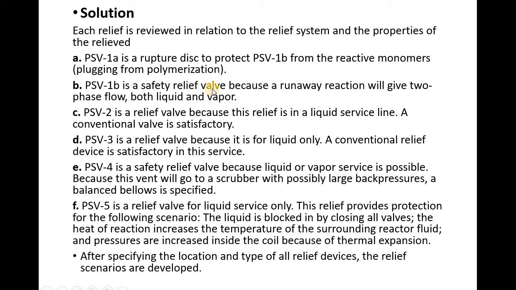Clear. PSV1B is the safety relief valve because a runaway reaction will give two-phase flow. So you see, we say safety relief valve because we have a runaway reaction here. If the cooling stops, we will have two-phase flow of liquid and vapor inside the polymerization reactor. PSV2 is a relief valve only because this relief is in liquid service only. Where is PSV2?